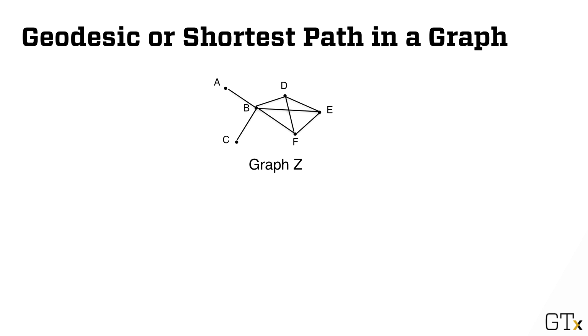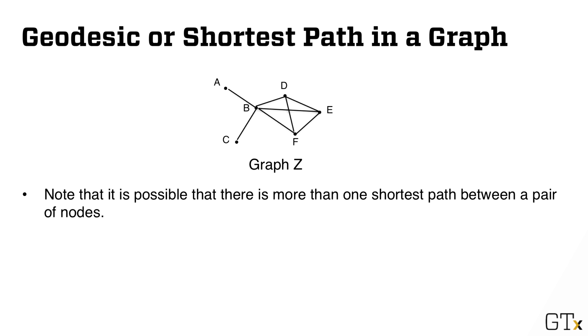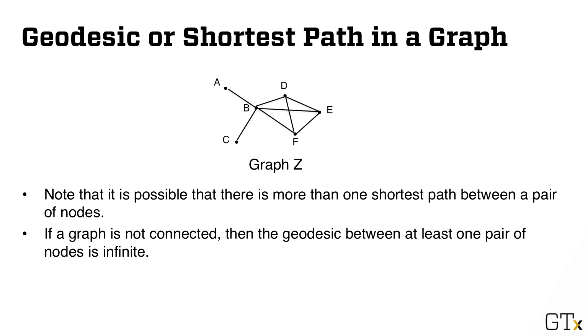Note that it is possible that sometimes there is more than one shortest path between a pair of nodes. That is likely. The other thing to note about geodesics is sometimes if a graph is not connected, like one of the examples that we saw earlier where a graph had 2 components, then the geodesic between at least one pair of nodes, one node in one component, let us say, and another node in the other component, that geodesic distance is infinite.